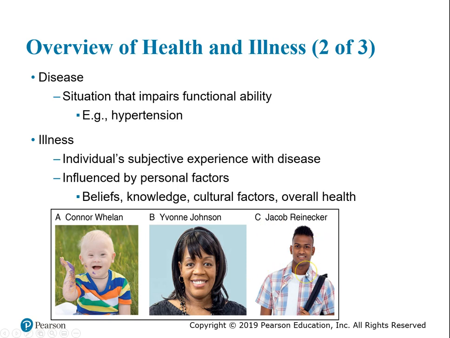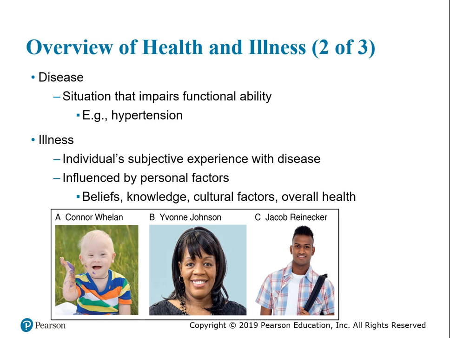Okay, if we look at panel C here, Jacob is a 22-year-old college student who came to the emergency department after experiencing a sudden stabbing pain in his chest, right, with resulting shortness of breath. So that's a more acute type of illness, right? And we'll talk more about some of these situations as we move on, right?